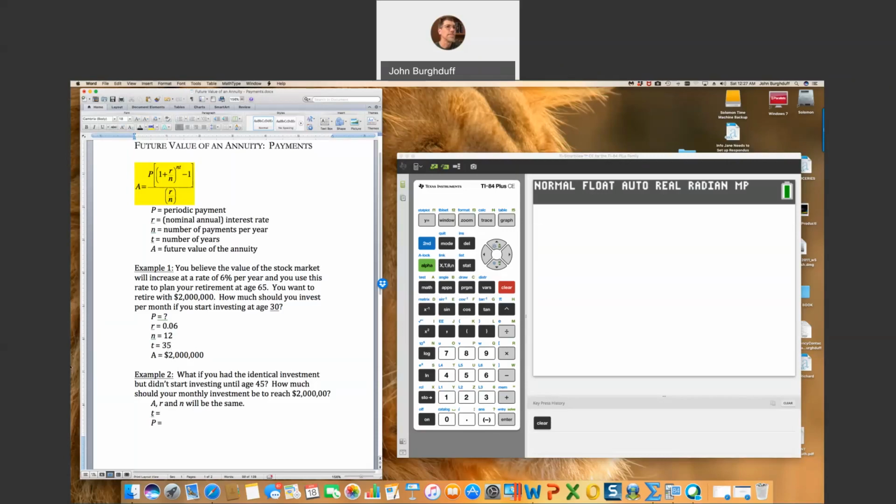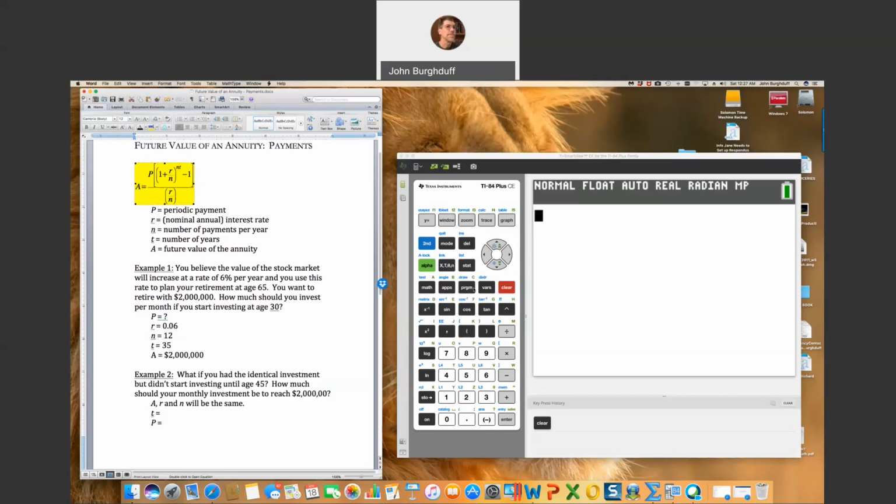Now, if you notice, the quantity that's unknown is on the right side of the equation. What we can do is calculate the quantity that's multiplied by P on the right side of the equation by calculating this value: the quantity (1 plus r over n) raised to the power n times t, minus 1, all divided by the quantity r over n. And once we have that, we can solve for P. So let's take a look.